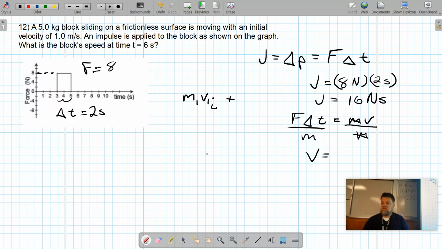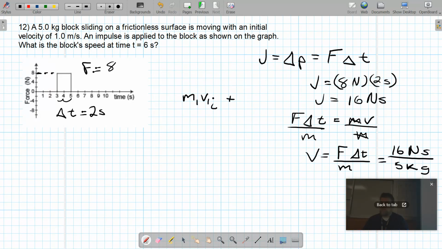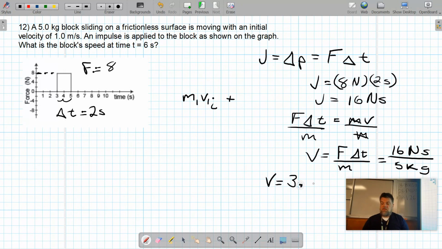So that's equal to F delta t divided by the mass, or 16 newton seconds divided by the mass, which is 5 kilograms. And so that ends up becoming that our change in velocity is equal to 3.2 meters per second.